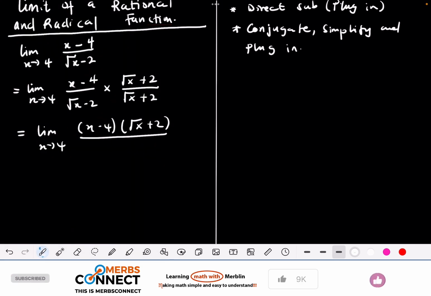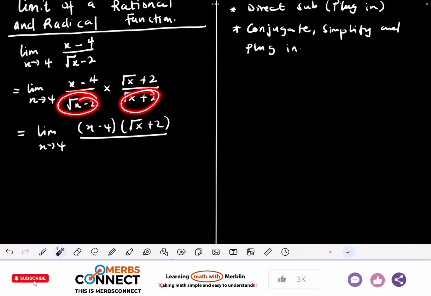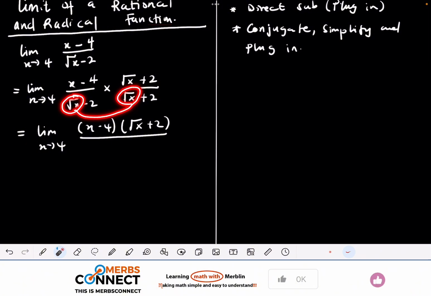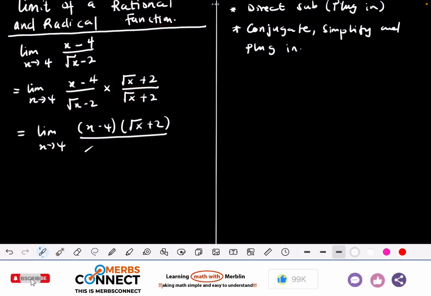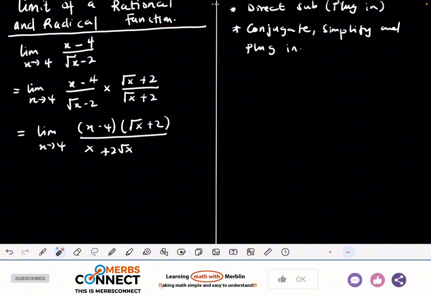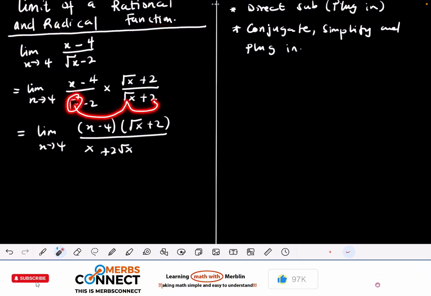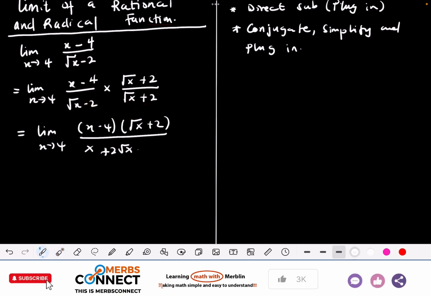Now since I have this one here, I can simplify. So root of x times root of x, what am I going to get? I'm going to have x. Then root of x times this guy here will give me plus 2 root of x. Then I'm done multiplying root of x with this and that. The next step is to pick -2 to multiply this, and -2 to multiply this one too. So when I do that, I'm going to have -2 root of x, then -2 times 2 will give us -4.